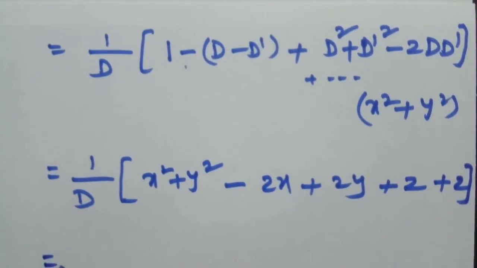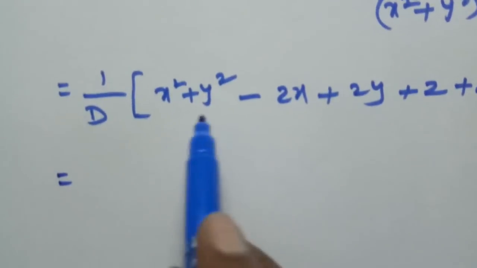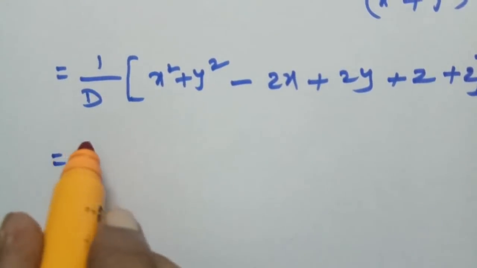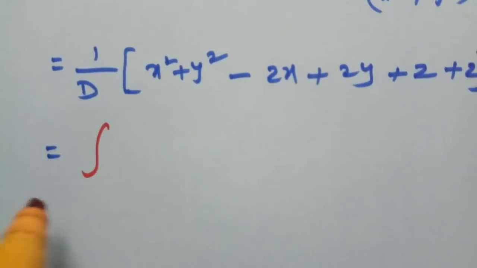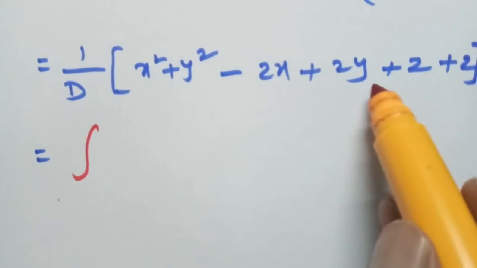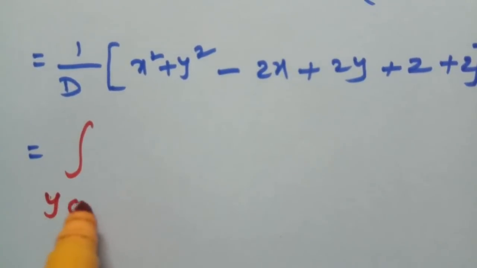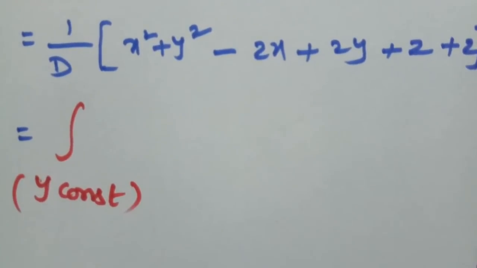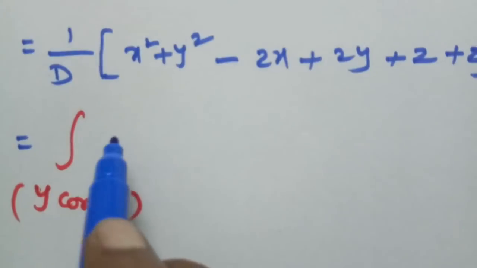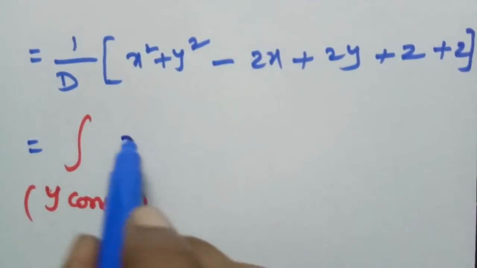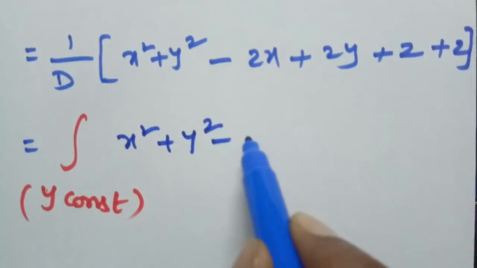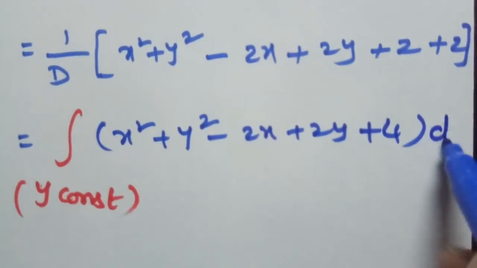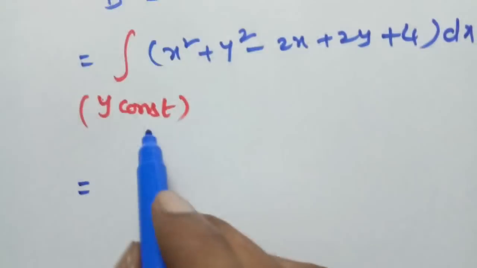So this is equal to 1 by D, which means you know that integration of (x squared plus y squared minus 2x plus 2y plus 4), keeping y as a constant. We already discussed this in homogeneous linear differential equations of higher order. So the integral of (x squared plus y squared minus 2x plus 2y plus 4) dx, integrating with respect to x, keeping y as a constant.